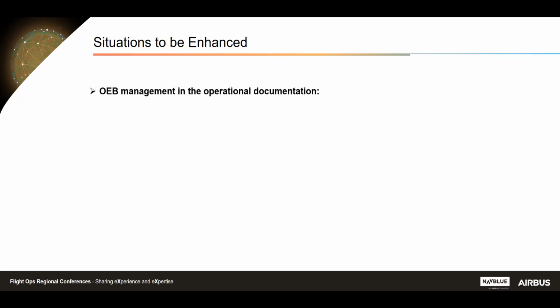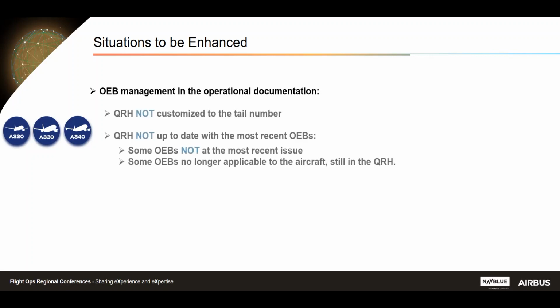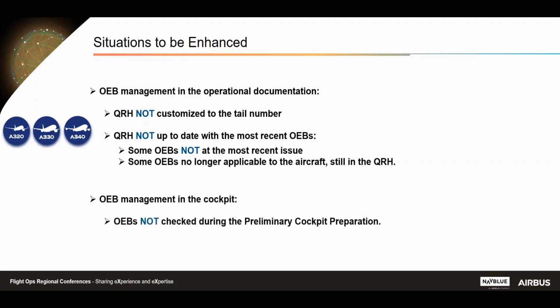Firstly, OEB management in the operational documentation. For aircraft having OEBs in the QRH range, so the A320 and A330, A340 family aircraft, QRHs are sometimes not customized to the tail number or not up to date with the most recent OEBs. Some OEBs are not at the most recent issue, or some OEBs that are no longer applicable to the aircraft are still in the QRH. A second situation, OEB management in the cockpit. OEBs not checked during the preliminary cockpit preparation.